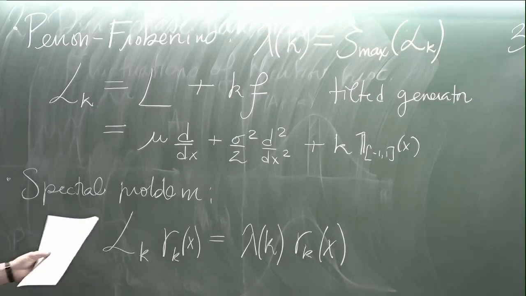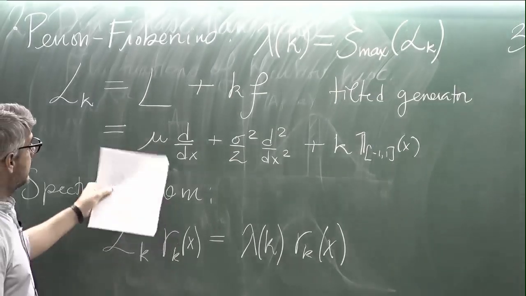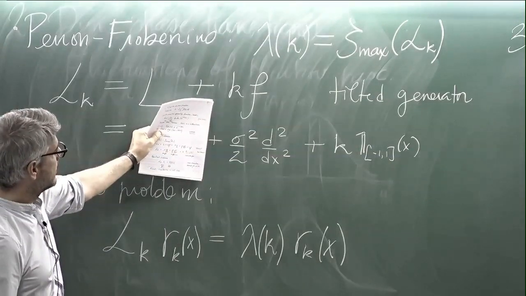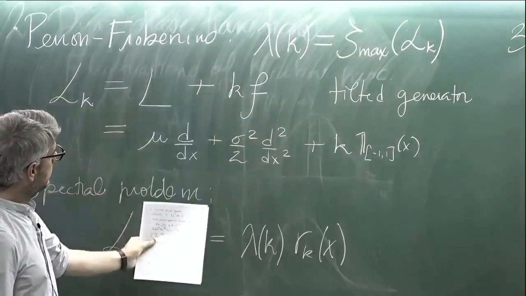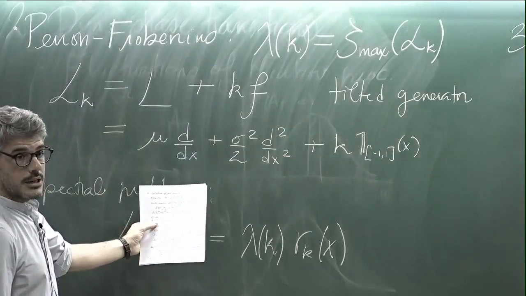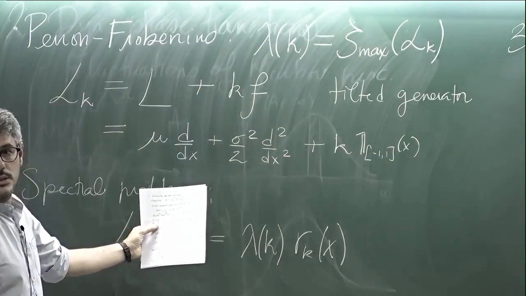Now, the problem, again, is that this is not a Schrödinger problem. Unless mu equals 0, then this is a kind of Schrödinger problem. But because of the drift term, it is not Hermitian. So we have to take care of this.